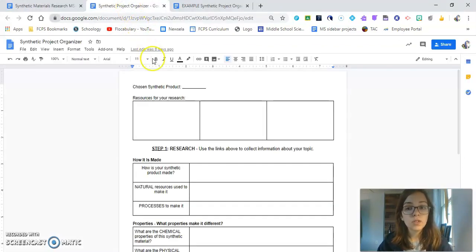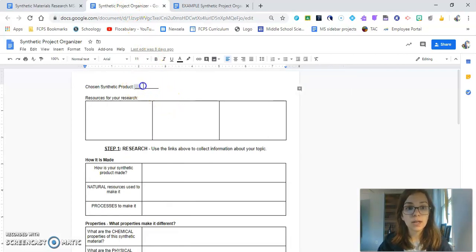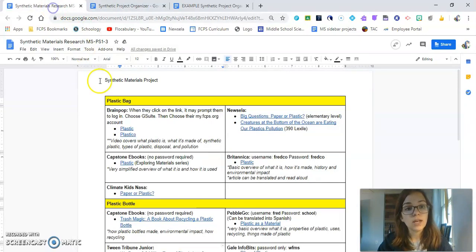Now, once you've picked your product, your synthetic product, you'll put it at the top of your assignment from Schoology. You'll include your resources, which are all from that file that I just listed. So you don't have to use all of them, right? If you chose the plastic bag, you don't have to use every single one of these links. So you choose the ones that make most sense to you. Some of them are videos, some of them are articles, and some of them are just texts, like from a textbook type material. So you really choose what you think is the best source for your purposes, but you do want to have at least 2.